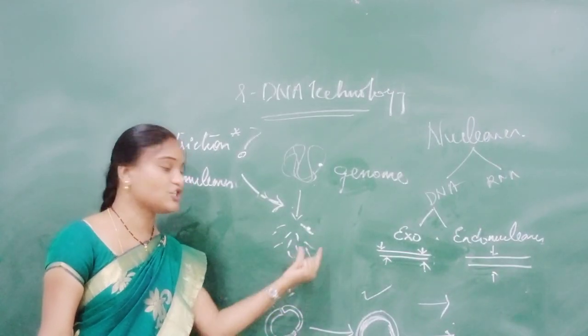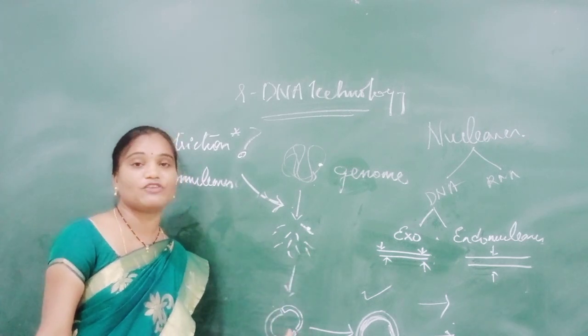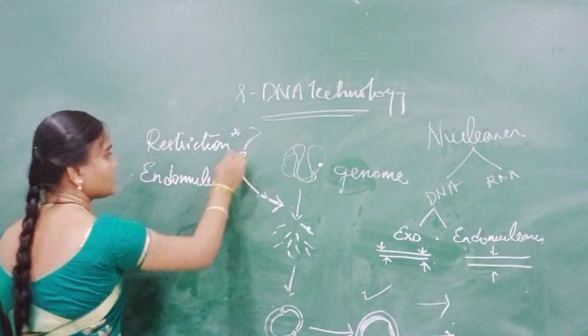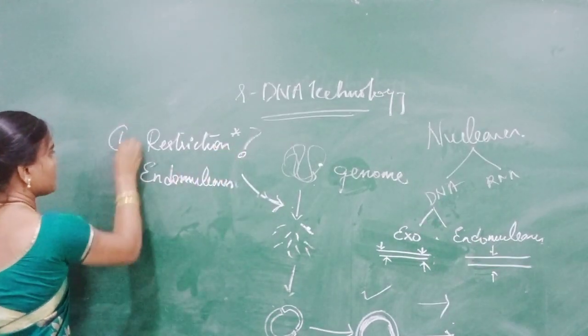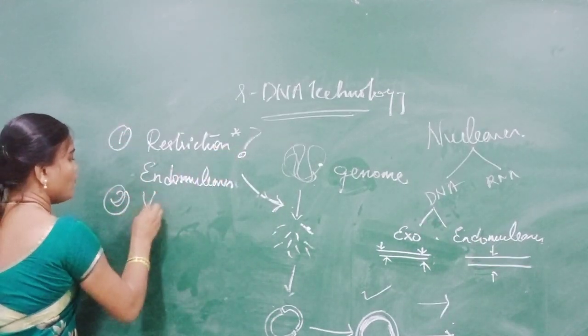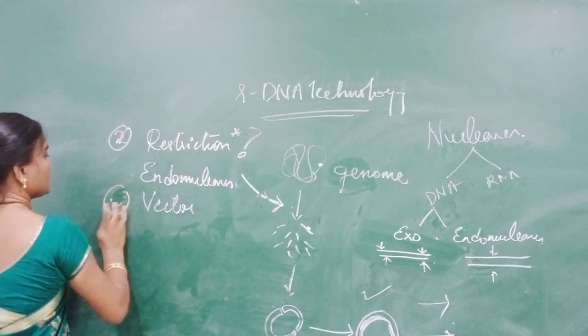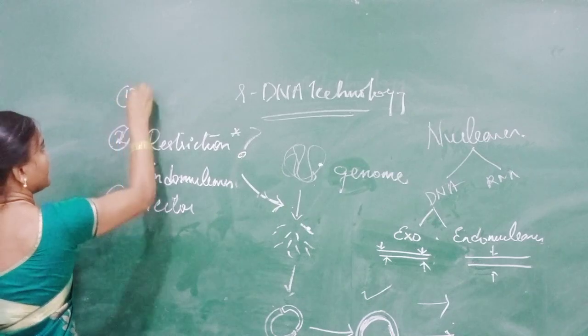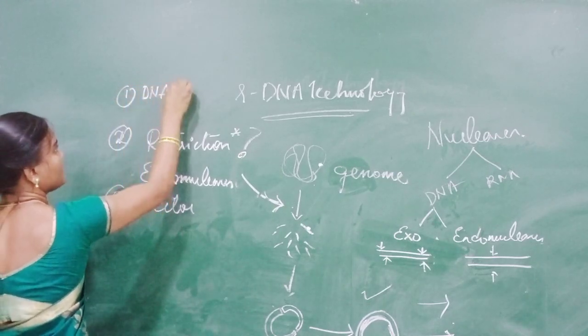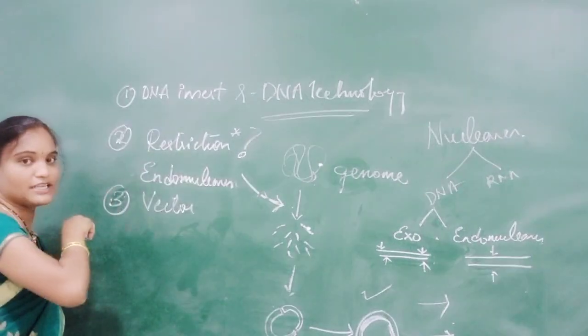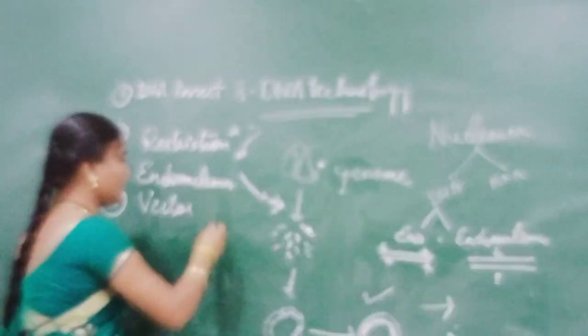Now this desired gene should be inserted into your vector DNA. What is a vector DNA? First is your DNA insert. DNA insert means the gene of interest. Next is your restriction endonuclease. Next is your vector DNA.